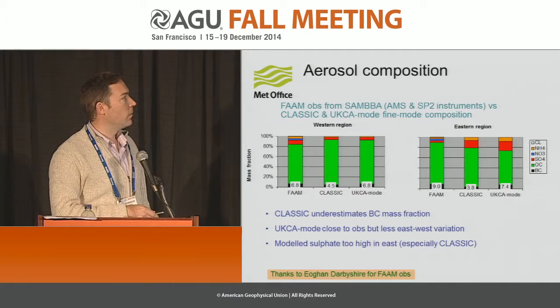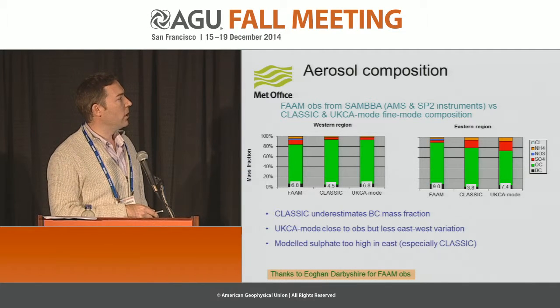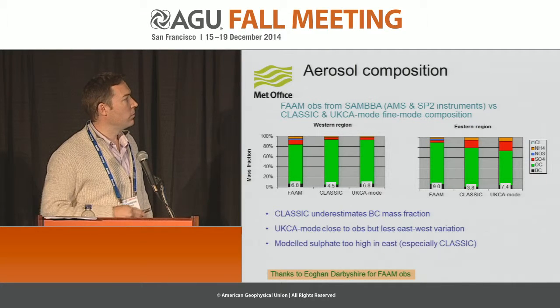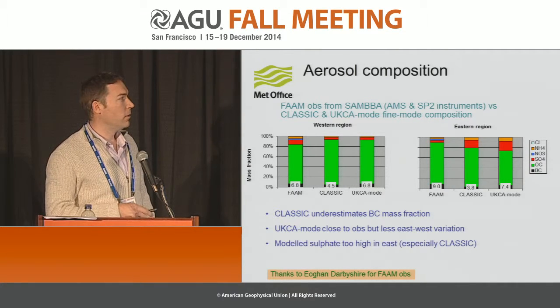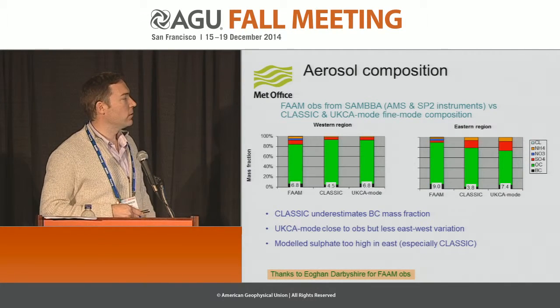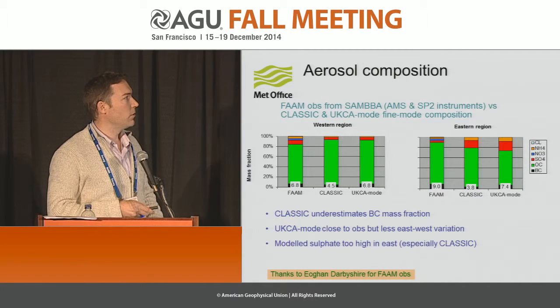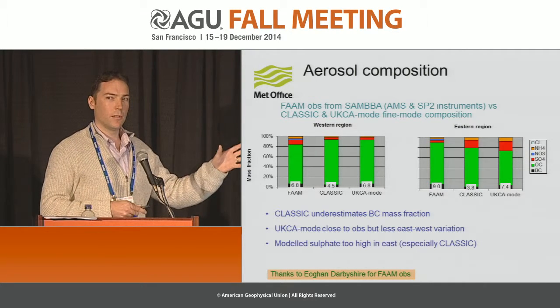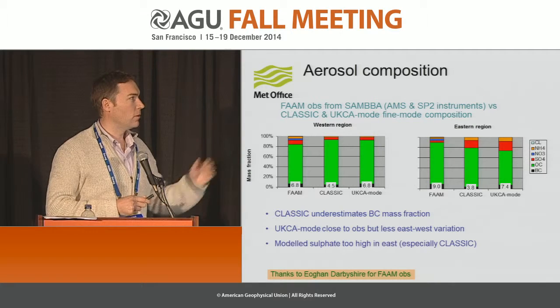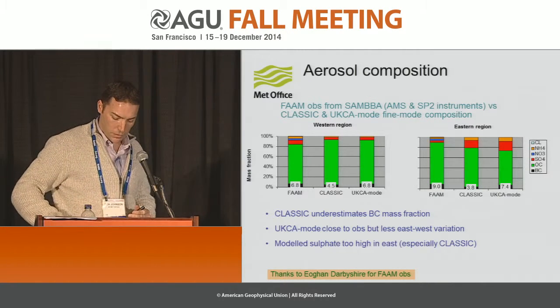The other thing to note is the black carbon, which is down here in the black with the numbers. The CLASSIC model underestimates the black carbon quite badly in the eastern region, whereas UKCA-MODE is bang on the money in the western region and is fairly close to the observations in the eastern region. So I'm quite pleased that we've at least improved the black carbon content in this model.